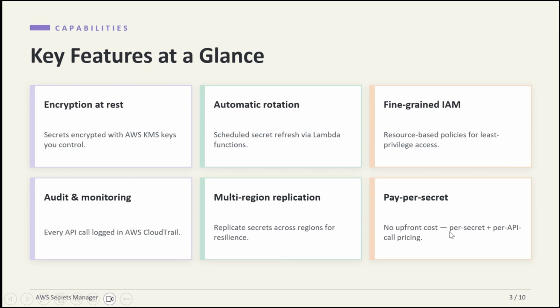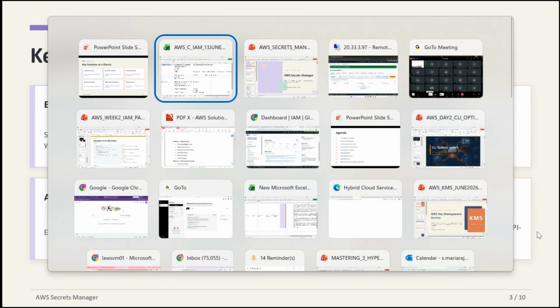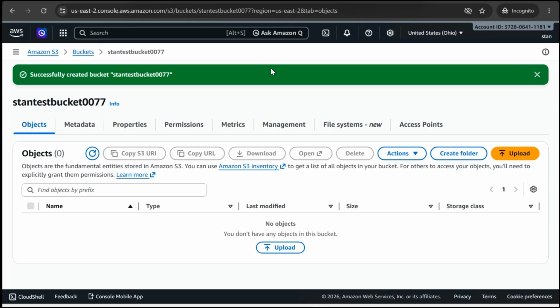And here there is no upfront cost for using Secrets Manager. Whatever the number of secrets that you are storing, there is a charge per secret, and if you are storing an API key, it's based on the number of calls that we make. Maybe I'll show you in the console. It will be much easier to understand.